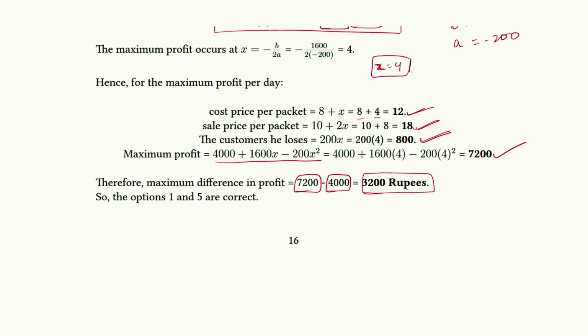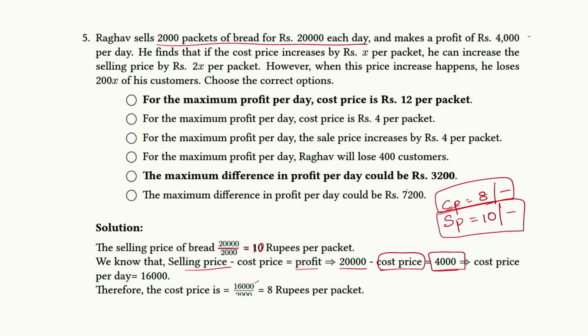So let's get back to the options. Option 1 says for the maximum profit per day, cost price is rupees 12 per packet. Yes, this is true. Next option, for the maximum profit per day, cost price is rupees 4 per packet. This is false because it should be increased by 4. So this is false. For the maximum profit per day, the sale price increases by rupees 4 per packet. No, because the sale price is initially 10 and it is increased to 18. That means 8 rupees per packet is increased.